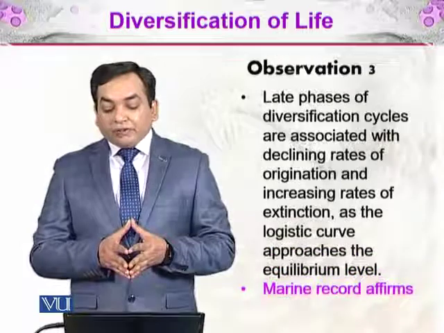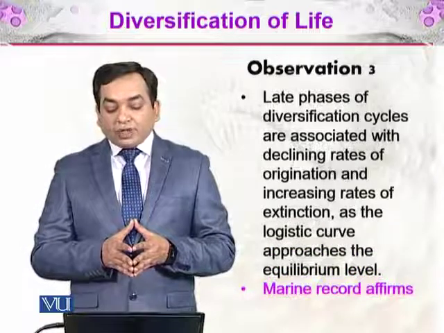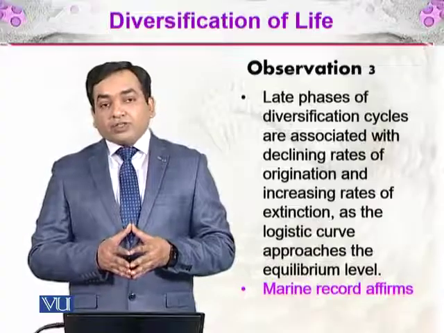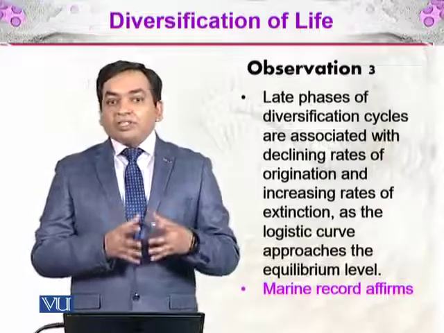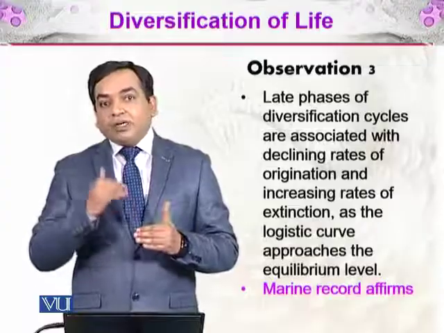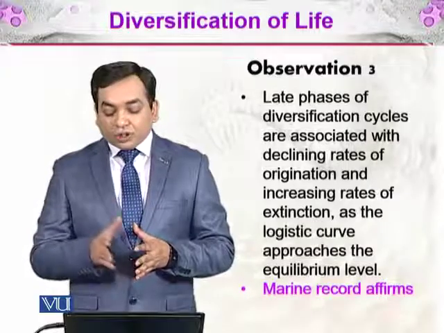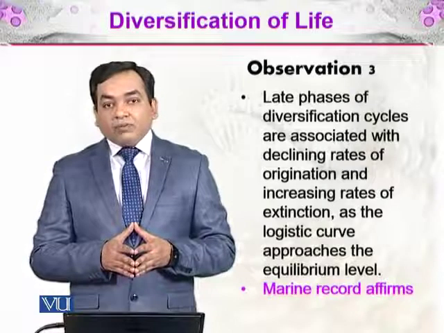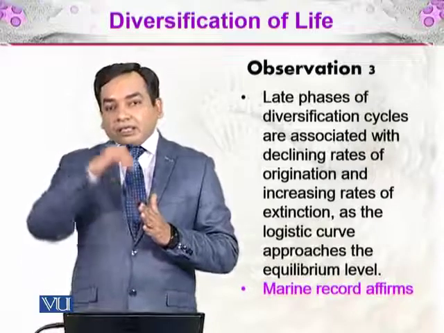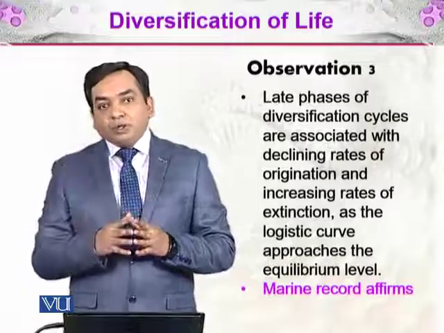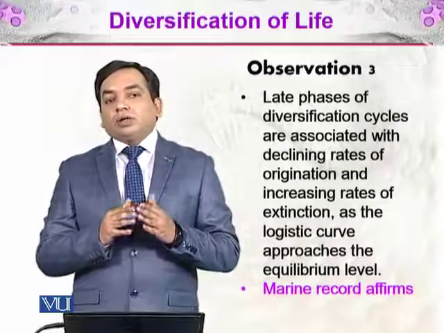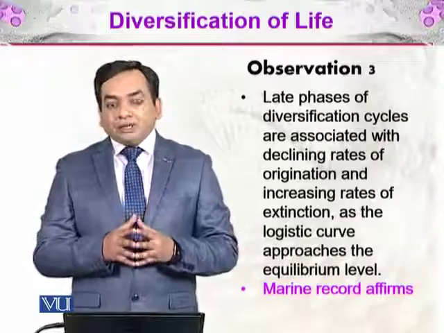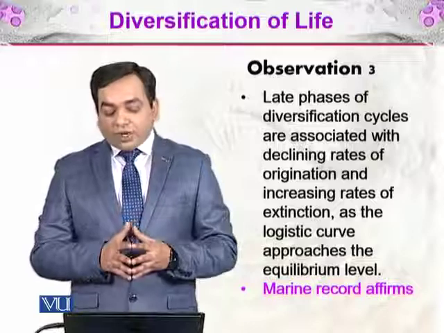The third observation is that the late phases of diversification cycles are associated with a declining rate of origination and an increasing rate of extinction. So again, species diversity is damped at the late phases of diversification as a logistic curve approaches the equilibrium level. At the end, the S makes a plateau. The sigmoid curve comes in parallel with the x-axis, or there is less increased variety and more extinction.